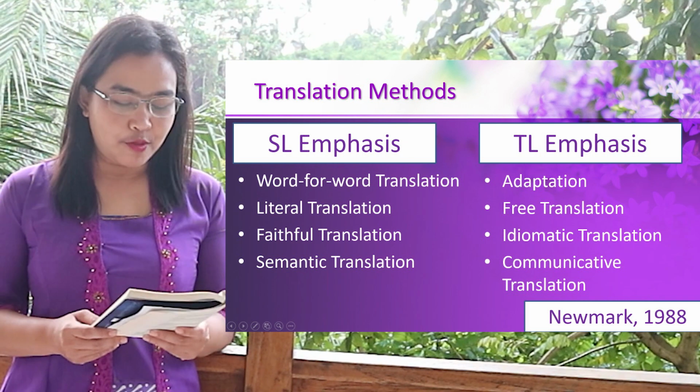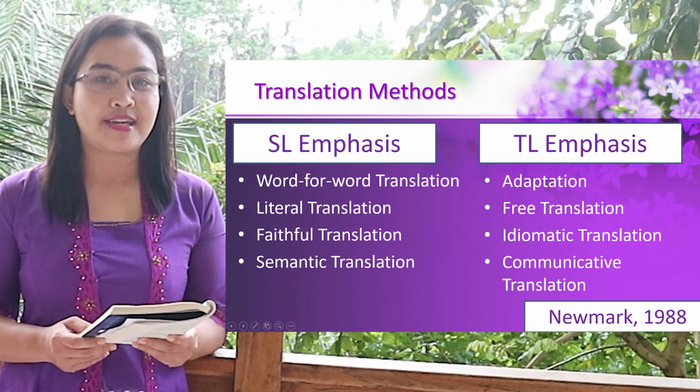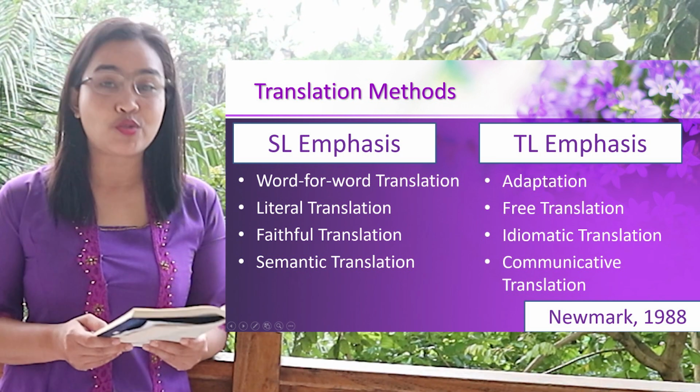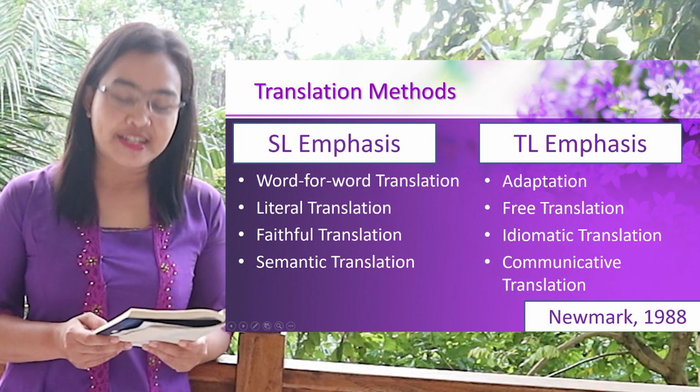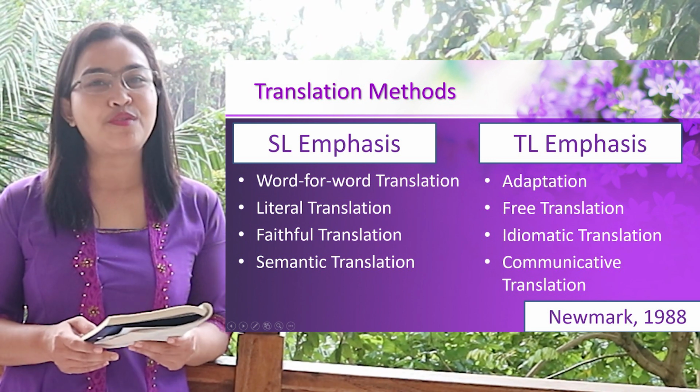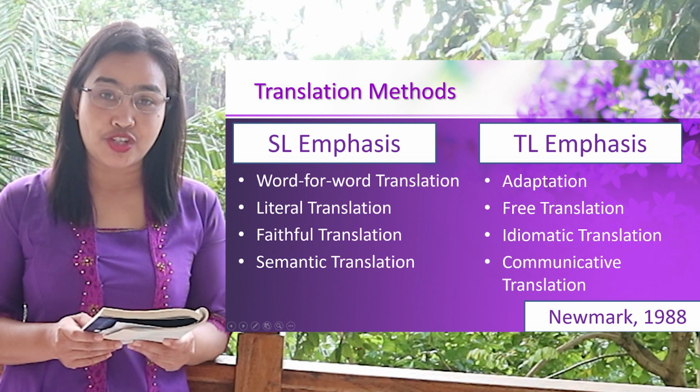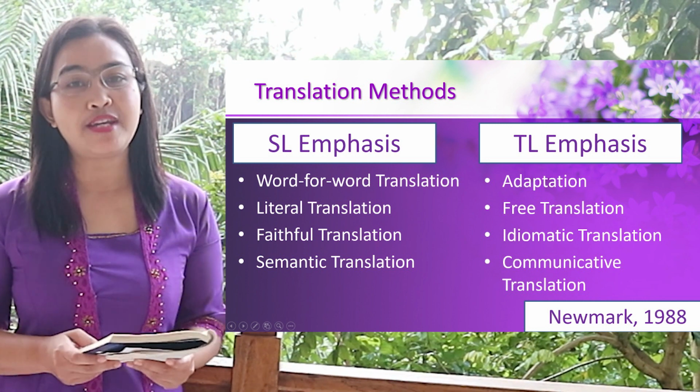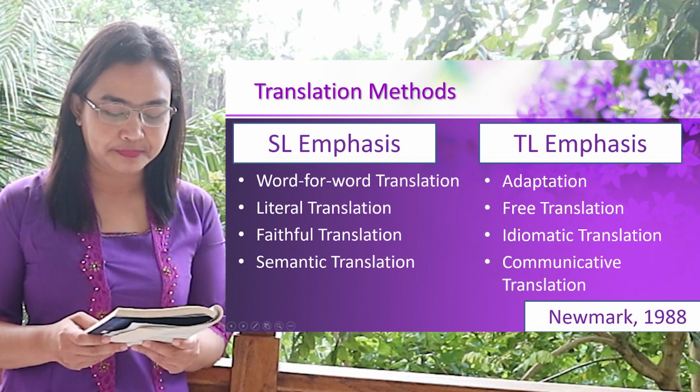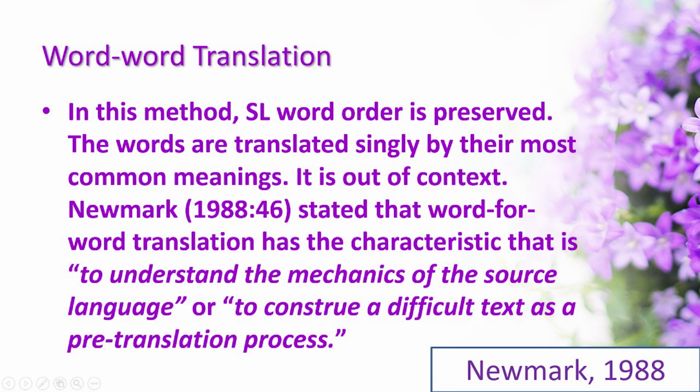Methods of translation proposed by Newmark are visually described in a diagram. And I would like to start with the explanation about word-for-word translation. Word-for-word translation shows the use of source language word order, which is preserved. Right? The words are translated singly by their most common meaning.